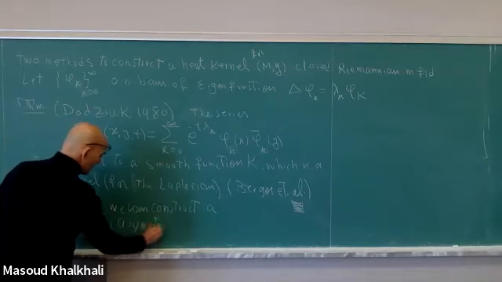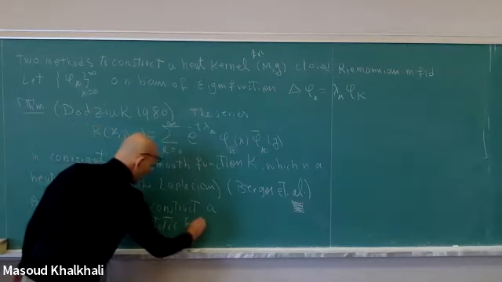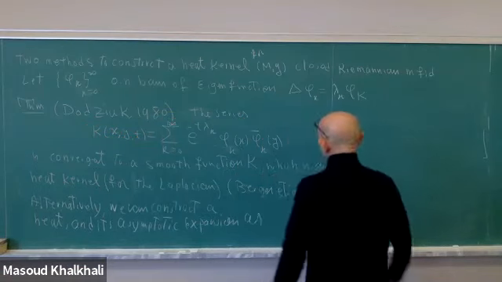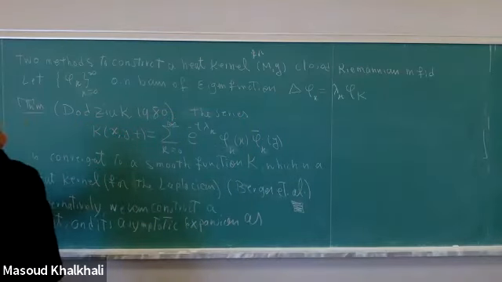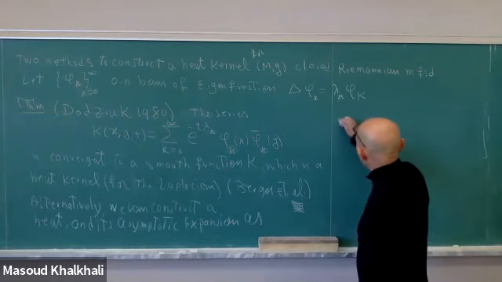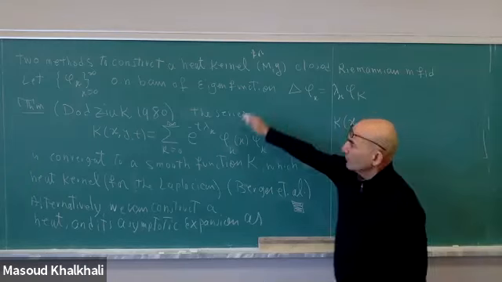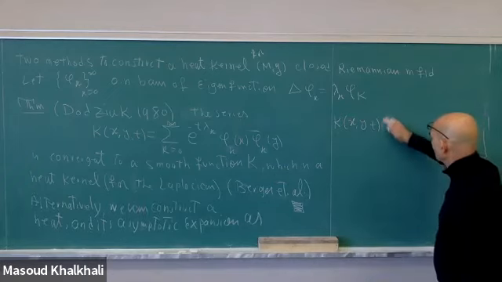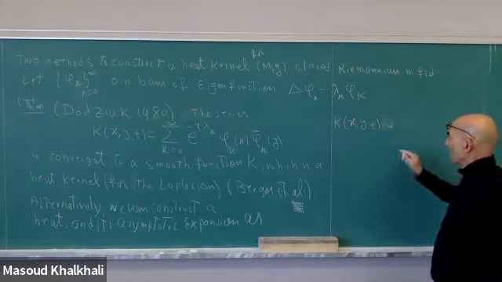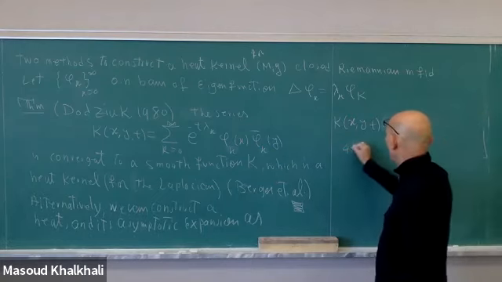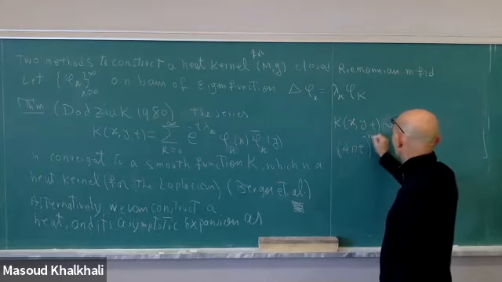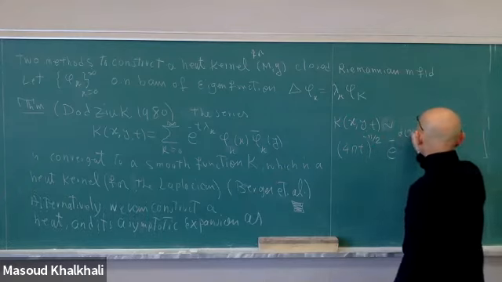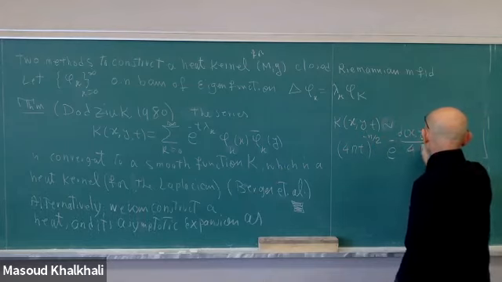Asymptotic expansion as t goes to zero. Okay, so now this comes in the following form. K of x, y, t, so you can forget about this result now. As t goes to zero, we have this factor, which is (4 pi t) to the power minus n over 2, times the exponential of minus the distance of x and y squared over 4t.